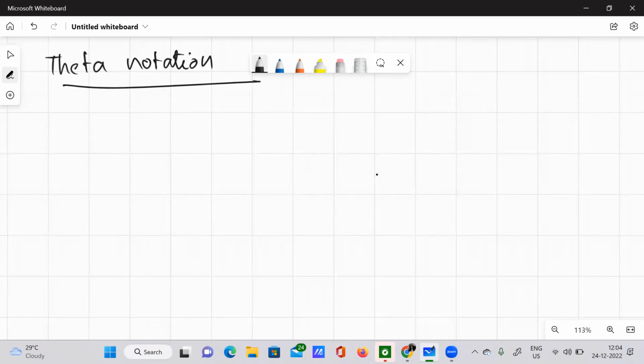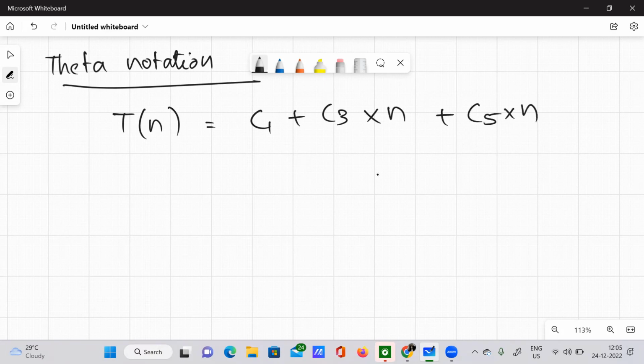Earlier I have already explained time complexity. From that piece of code, I'm considering an equation like t of n is equal to c1 plus c3 into n plus c5 into n. If you didn't understand what this equation means, just go and watch that time complexity video first. You will definitely understand. Then come back here.